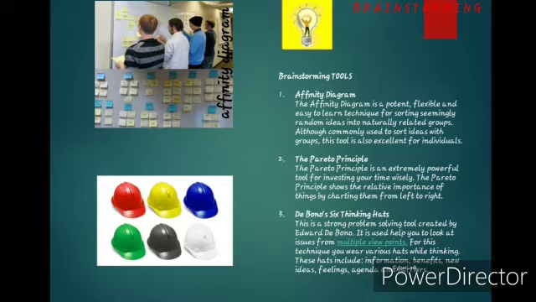Next, de Bono's six thinking hats. It was created by Edward de Bono to help us look at issues from multiple angles. These six hats include information, benefits, new ideas, feeling, agenda, and barriers.